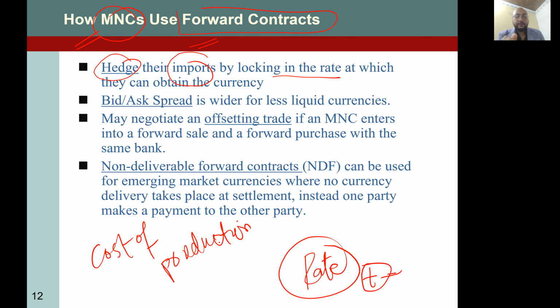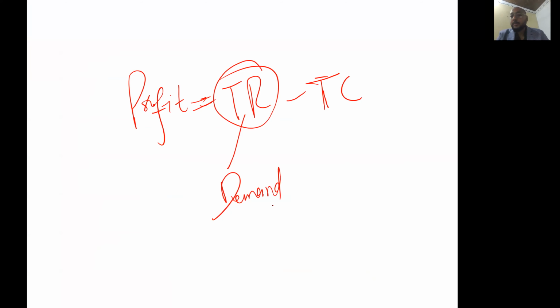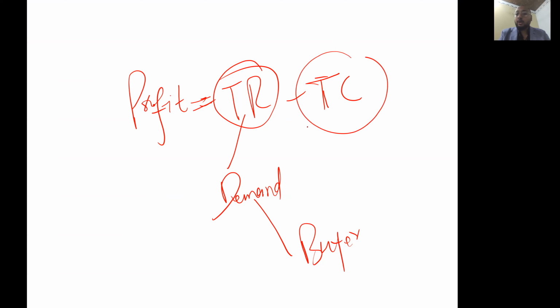In economics, we talked about that, right? What is the profit formula? Profit is equal to total revenue minus total cost. We talked about in economics that up to a certain extent we can control our revenue, but we cannot control the majority of the revenue because it depends on demand. Sales depend on demand, and demand depends on the buyer, while the total cost depends on the seller. It has nothing to do with the buyer.